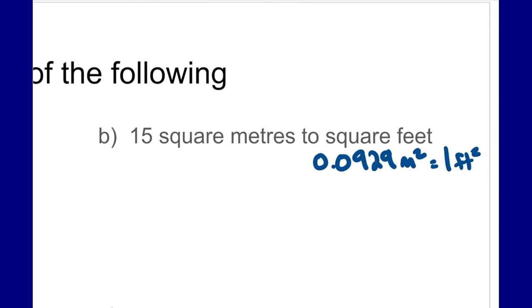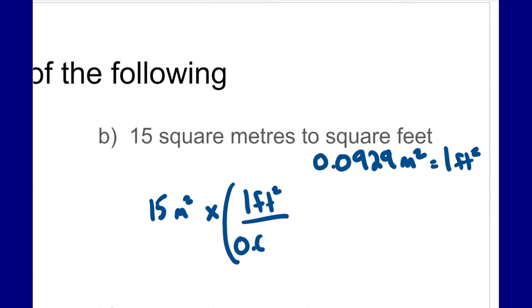So now we're going to use our general formula. The units we start with, 15 square meters. We're going to multiply that now by our fraction or our unit rate. We're going to start with the units we want, which is square feet, so 1 square foot, divided by the units we have, which is the 0.0929 meters squared. And this will give us our final answer.